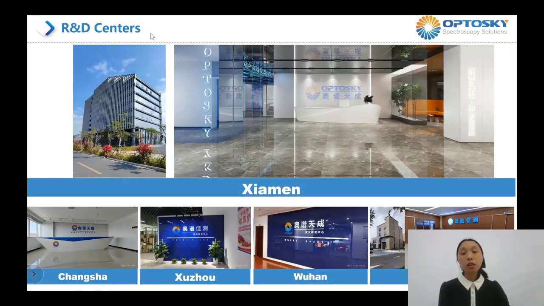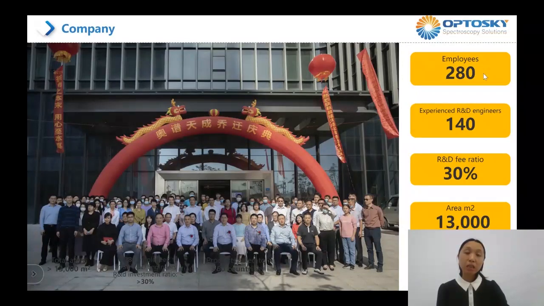Optosky's biggest advantage is its research and development centers. We have 5 research and development centers with over 50 engineers, which is a very big research and development team in spectroscopy, not only in China but also in the world. We have engineers in Xiamen, Changsha, Xuzhou, Wuhan and Wuhu. We have about 2,280 employees in total, with about 140 experienced research and development engineers. Our research and development investment is about 30%, and our company covers an area of about 13,000.